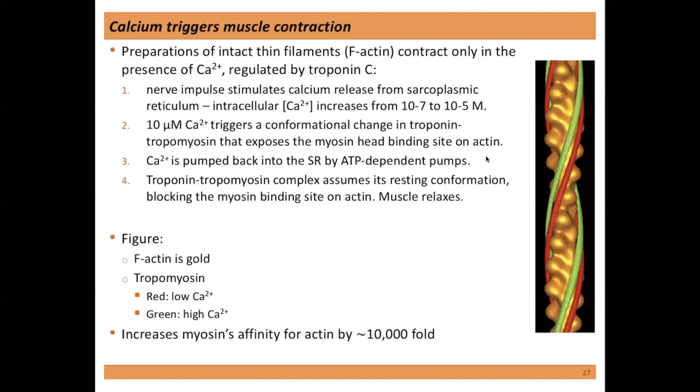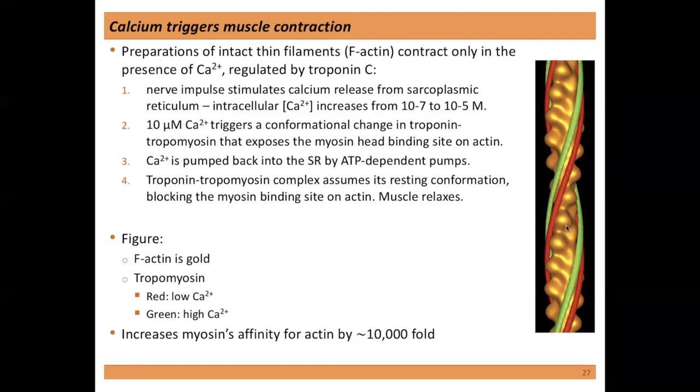Preparations of intact thin filaments, the F-actin, contract only in the presence of calcium. Like I said, it's regulated by troponin C. We can see this process here. A nerve impulse will release calcium, and you go from 10 to the -7th concentration to 10 to the -5th concentration, so you're actually increasing the concentration a hundredfold. The 10 micromolar calcium concentration will trigger a conformation change in the troponin and the tropomyosin that exposes the binding sites for the myosin head.